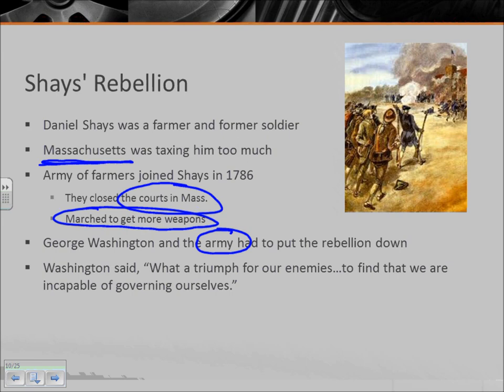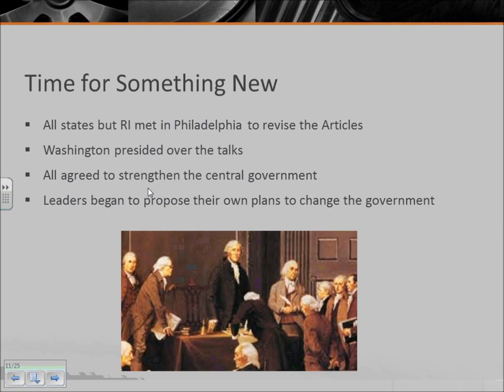All of the states but Rhode Island are going to meet in Philadelphia to revise the Articles. Washington is going to preside over the talks. He comes down off of Mount Vernon and sits at the head of the talks. Keep in mind, Washington's very tall. He's a big, imposing figure for the time. He's the kind of guy you'd want in a room. When he says, "Be quiet," people listen.